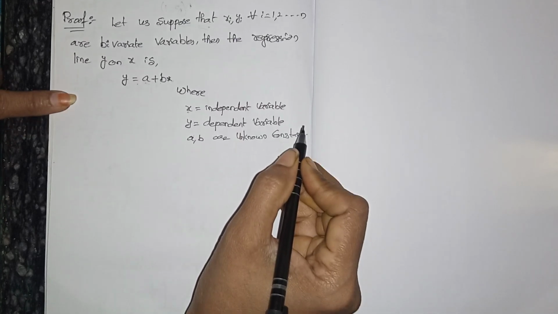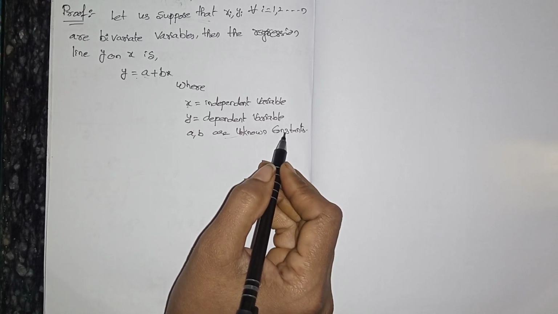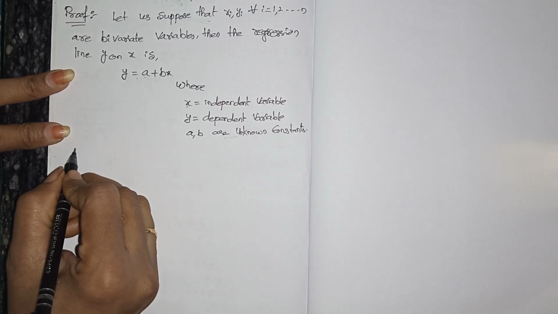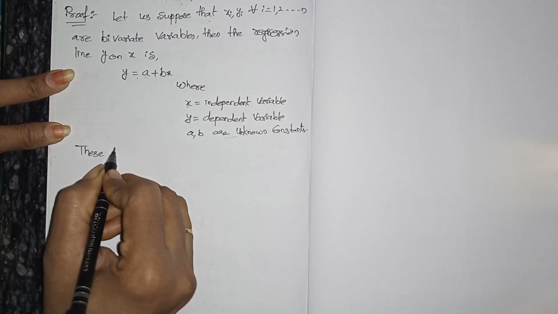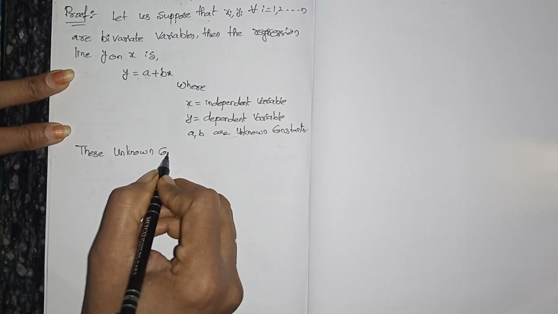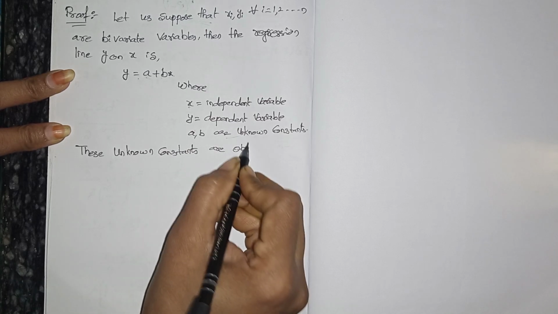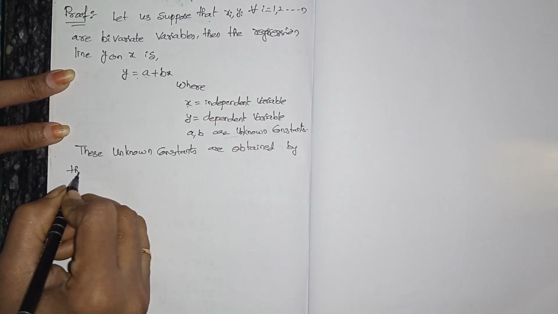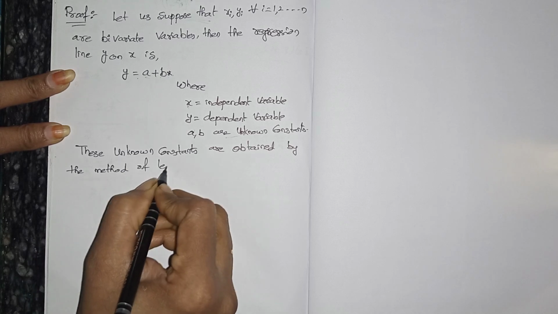In order to find these unknown constants, we have to apply the method of least squares. That means these unknown constants, the a and b values, are obtained by the method of least squares.